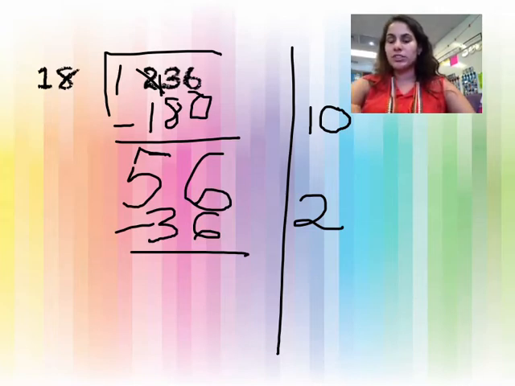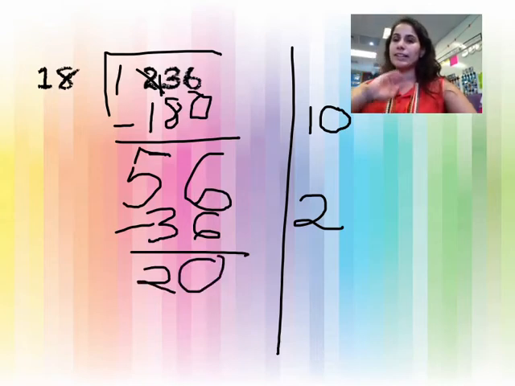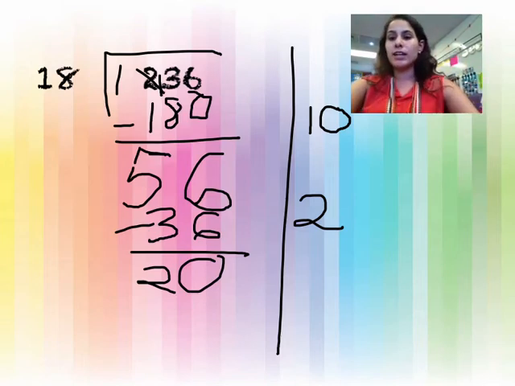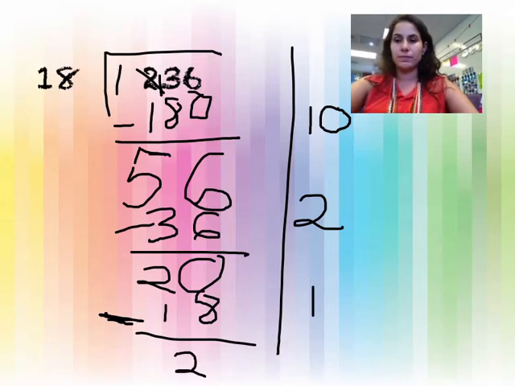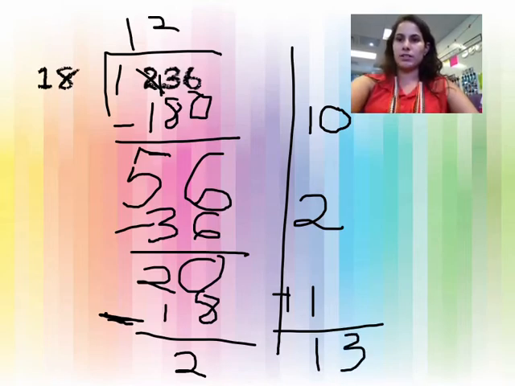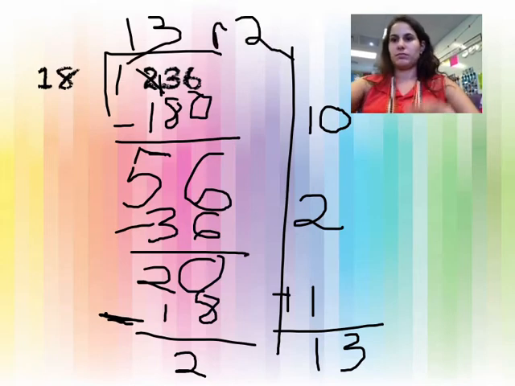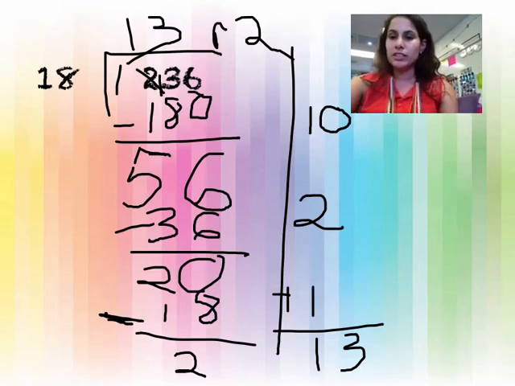I did 18 times 2 is 36, so I'm going to subtract that, and now I have 20. 20 cannot be a remainder because I can still subtract a multiple of 18. I can subtract the multiple of 18 times 1. 18 times 1 is 18. If I subtract that, I have 2 left over. So my answer is going to be all of these numbers added together, which is 13. And I have a remainder of 2. To check my answer, I do 13 times 18, and then I add my remainder of 2, and I should get my dividend, which is 236.